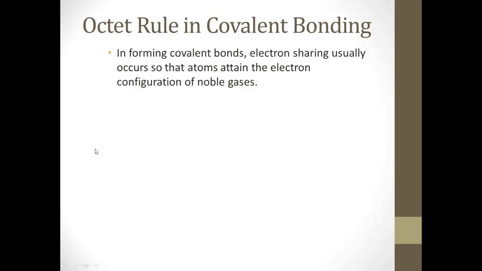So we'll start here with a simple one, hydrogen, right? So hydrogen has a single electron. Here comes another hydrogen with its single electron. They join and they share these two electrons. So at any given point in time, these two electrons can be with this hydrogen, or they can be with this hydrogen. Either way, each hydrogen atom has two electrons around it, which makes it similar to helium with a complete outer shell.